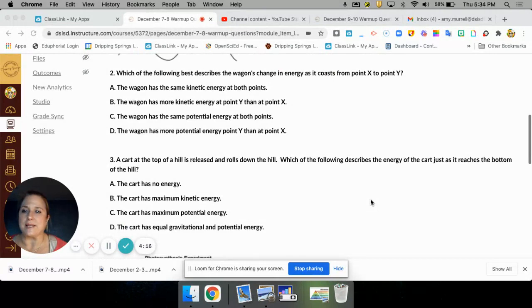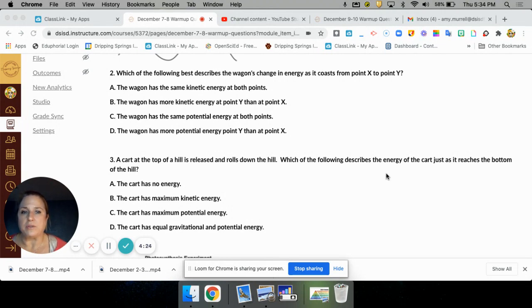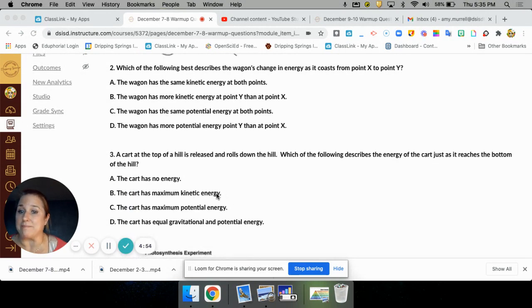Number 3, a question about the cart again. A cart at the top of the hill is released and rolls down the hill. Which of the following describes the energy of the cart just as it reaches the bottom of the hill? Well, you know it has energy because there's 100% mechanical energy in this little system. But does it have maximum kinetic energy? So we can go back up here and just look at this little picture. As this wagon rolls down the hill and gets to the bottom, that's the fastest it's going to be going. It has no potential energy and 100% kinetic energy. So yes, that would be the maximum.